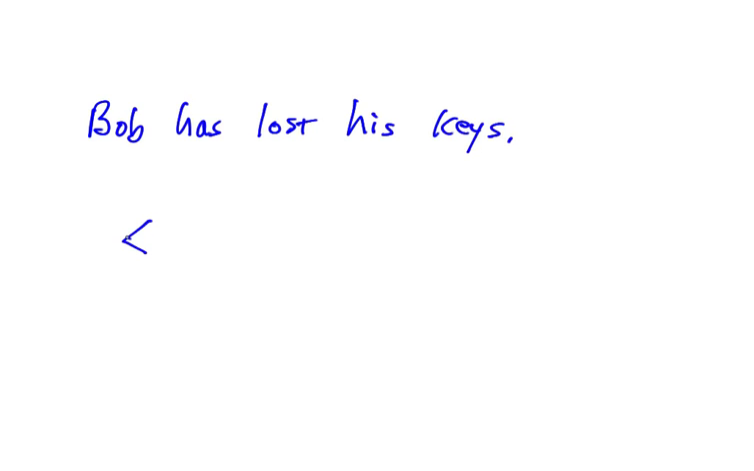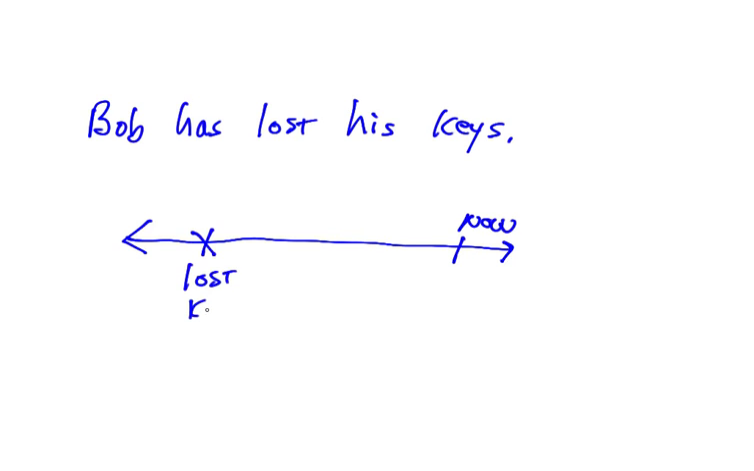In this case, here's the present now, and here in the past, the keys are lost. And so there's a result in the present that the keys are still lost. So it's a past action of the losing, and the losing is finished and over with. But the result in the present is that Bob still doesn't have his keys.